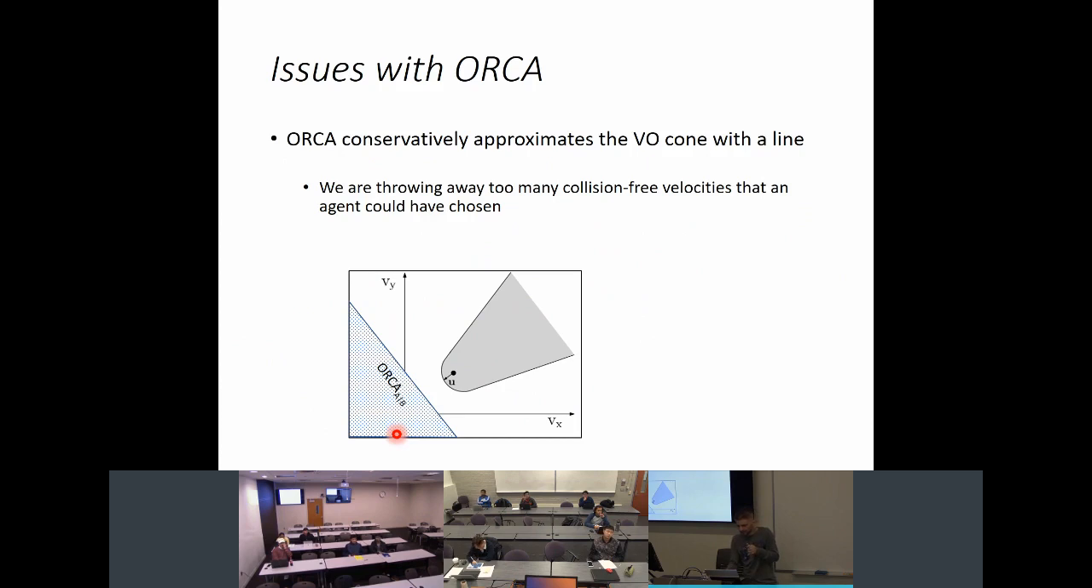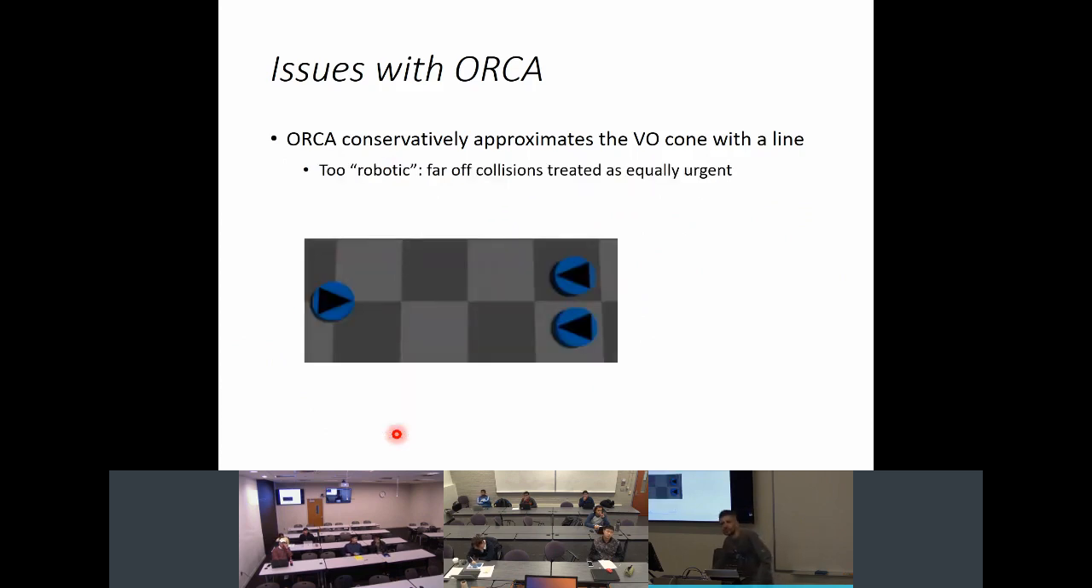As a result, far-off collisions are treated as equally urgent, and the behavior is kind of like what I call here too robotic. You see that the agent in the middle waited for the other two agents to pass around it before it reacts. Why? Because it couldn't find a collision-free velocity, right? It conservatively approximates the two VOs with two infinite lines. Because of that, by taking the intersection, the only safe velocity that it seems to find as collision-free is to stand still initially, right? And it gets this kind of behavior.